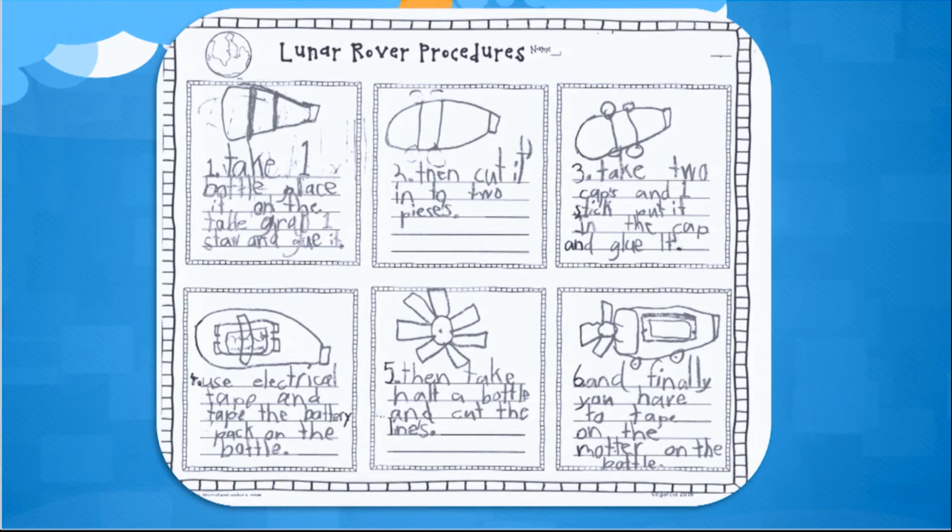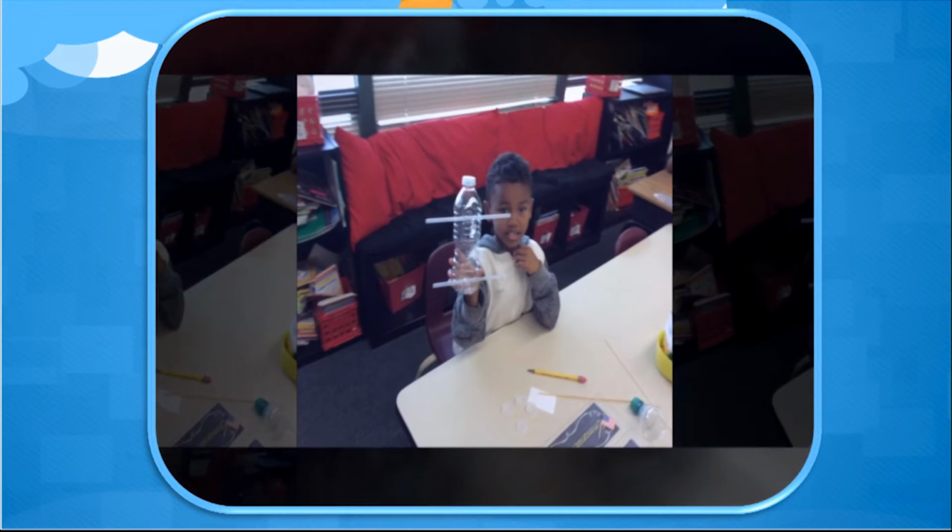And then most of these materials were already pre-planned. They added a satellite, electrical tape, and I found some little flags and stickers that they could use. And they went through their Lunar Rover procedures so that someone else could build it. And this is how it went.